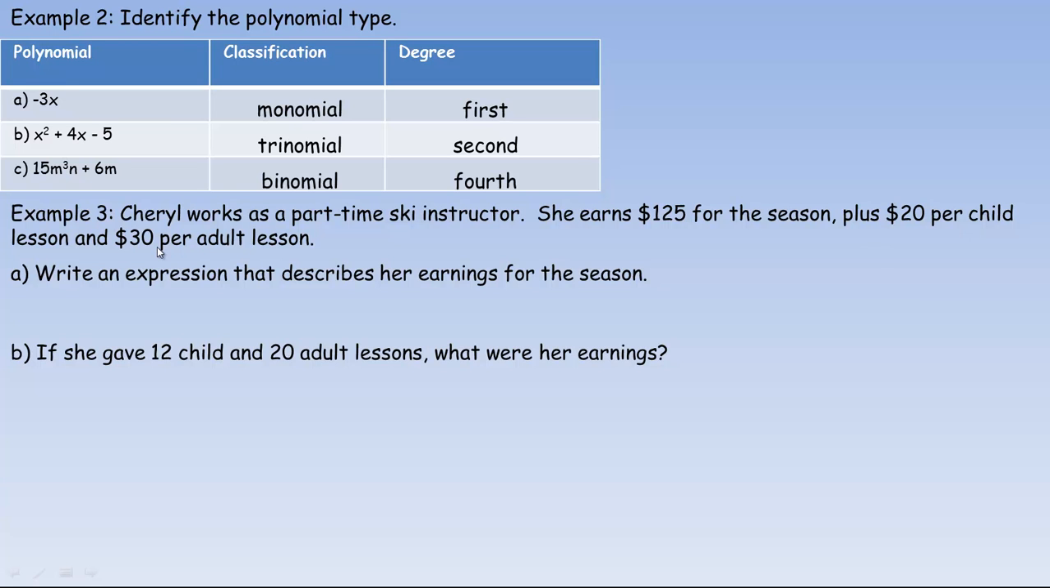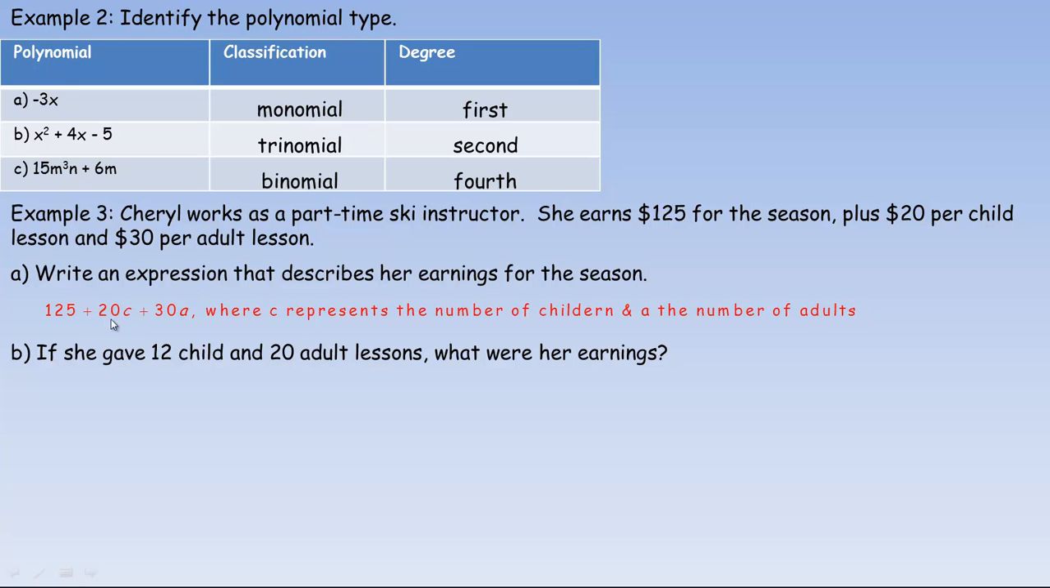And it's a good idea to write that down somewhere. So a lot of people call that the let statement, and it simply says let C represent the number of child lessons and A represent the number of adult lessons or something like that. Now the $125 is a fixed amount. So the expression could be something like this, and it doesn't really matter the order. So the 125 is a fixed amount, so we could write it as 125 plus 20C.